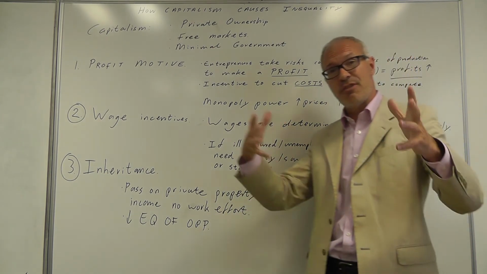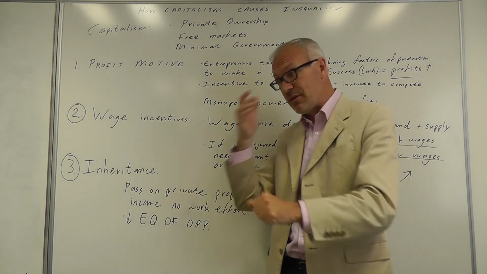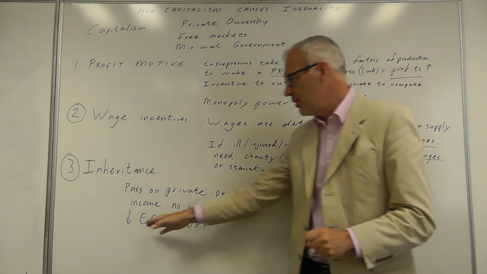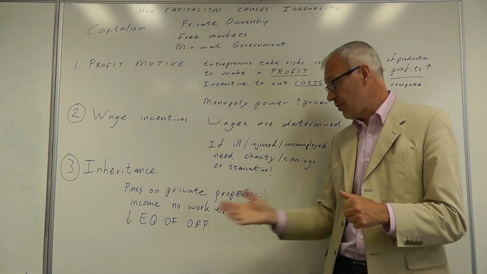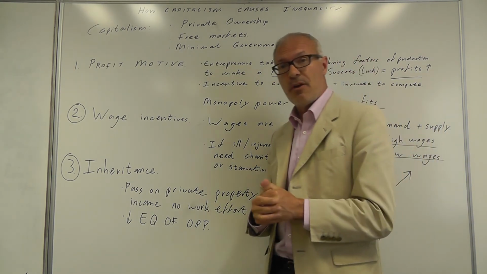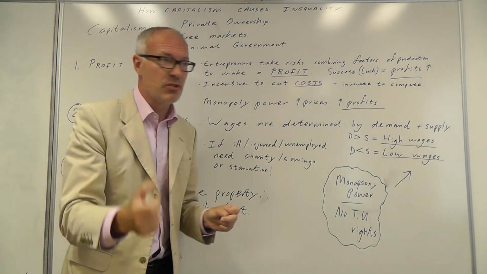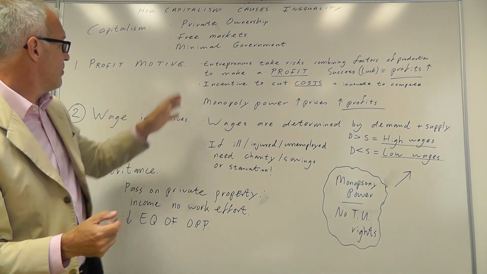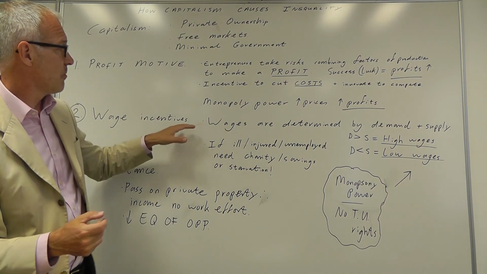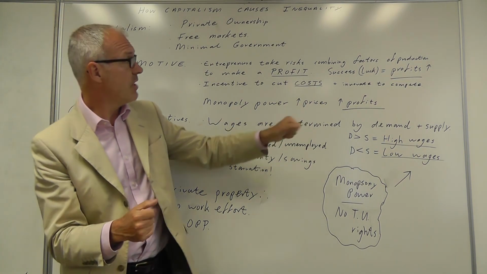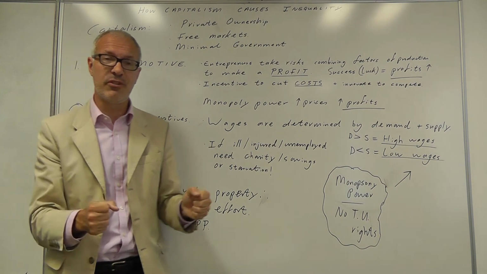Those with wealth can generate more wealth and pass it on. Those without wealth would lose out in terms of equality of opportunity. Okay, so I hope this provides some of the key reasons why the profit motive and the demand and supply through the labour market for wages create inequality within a capitalist system.